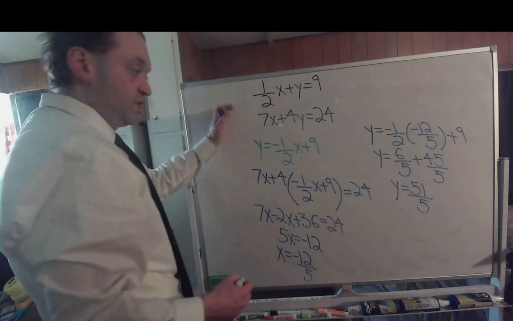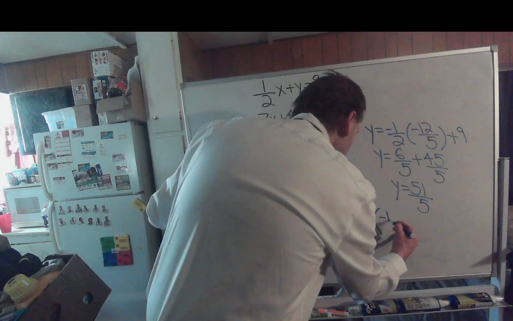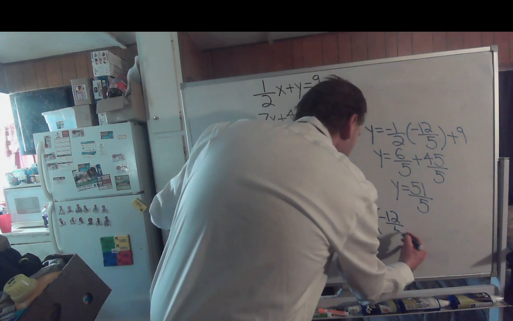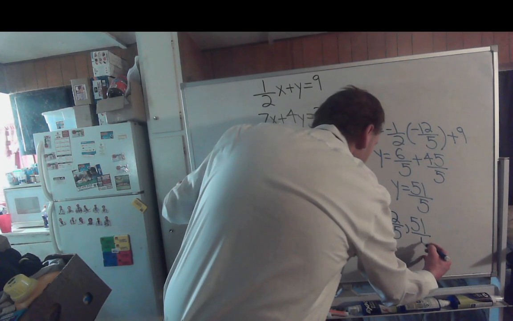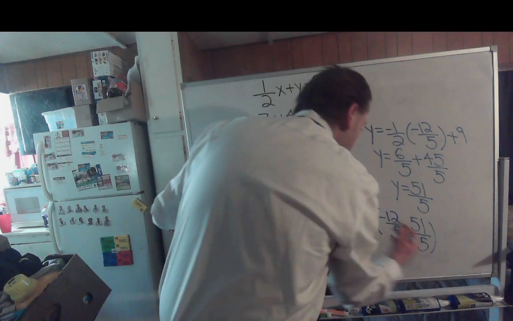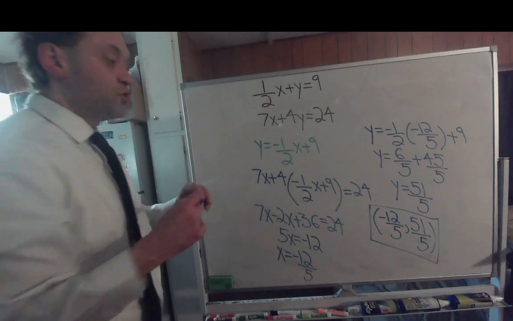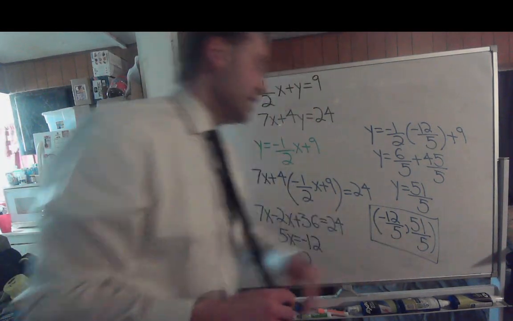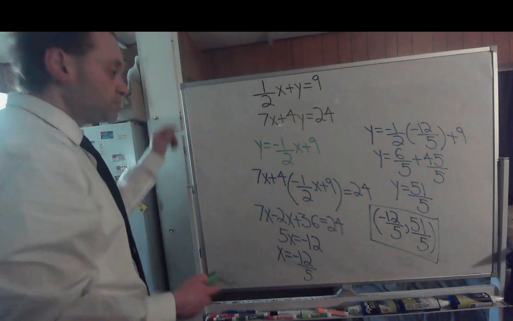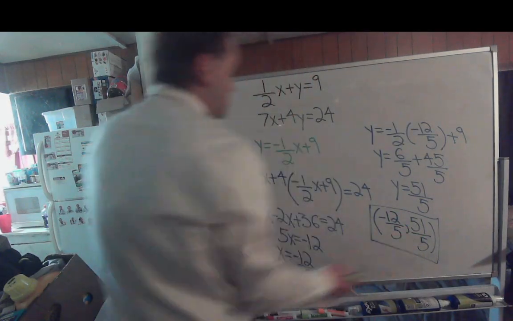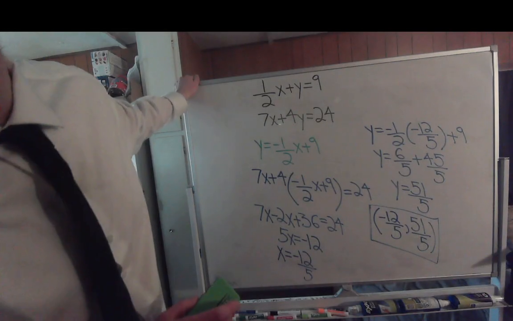So the solution to this system of equations, the ordered pair, is going to be -12/5, then 51/5. And yes, you will get answers like this sometimes. So the ordered pair is -12/5, 51/5. That's how I should say it. Got 5 more and then we are done.